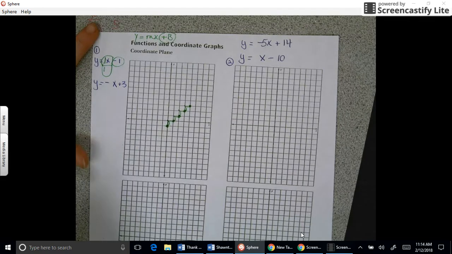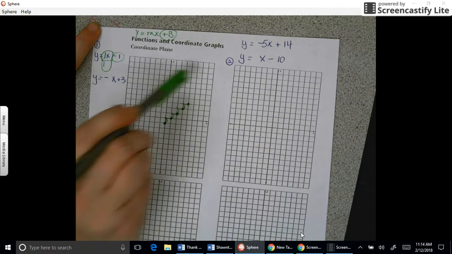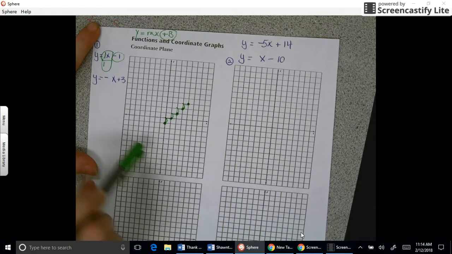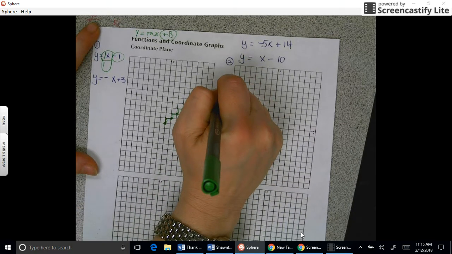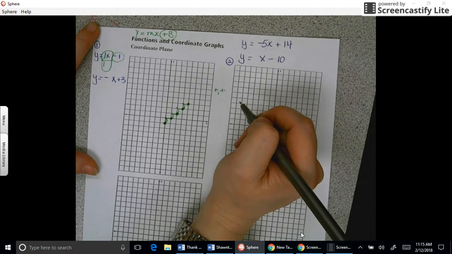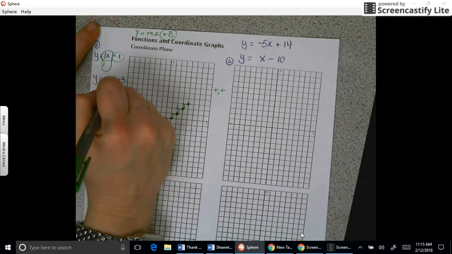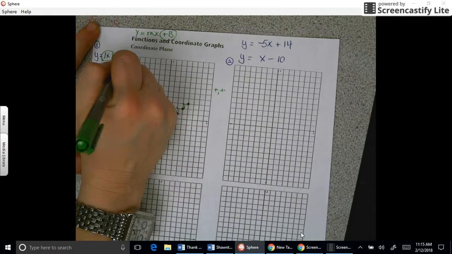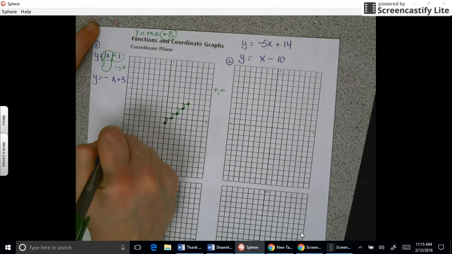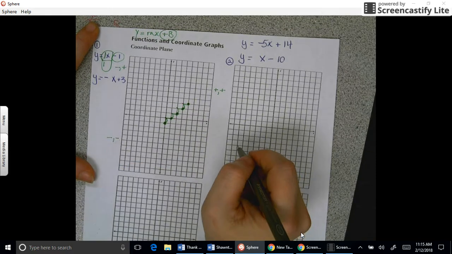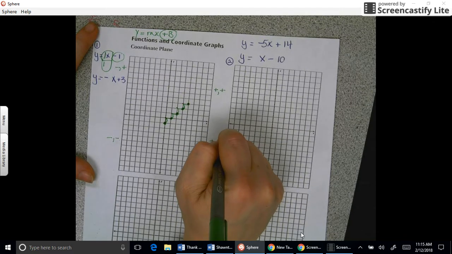Remember, each of these 4 parts of the graph has a name, right? This is quadrant 1, quadrant 2, quadrant 3, quadrant 4. In quadrant 1, we have a positive rise and a positive run. In quadrant 2, we have a positive rise and a negative run, right? So up here, we've got a negative, positive. In quadrant 3, we've got a negative rise and a negative run. And in quadrant 4, we've got a positive and a negative, right?